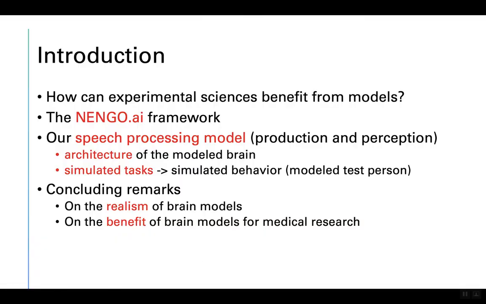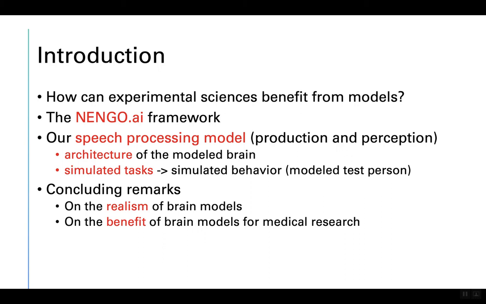So the main question I would like to focus on in this talk is how can experimental sciences benefit from models? When I have given a first answer to this question, we will concentrate on the NENGO framework, which enables us to develop brain models. Then I would like to introduce my own work I have done using NENGO. That means I will introduce you to my speech processing model. Processing in this case means speech production and speech perception.